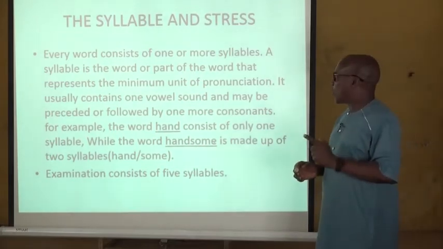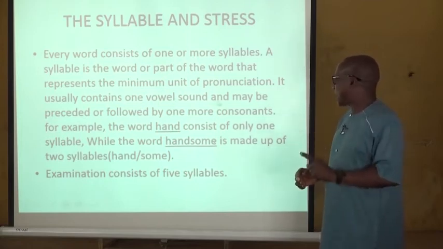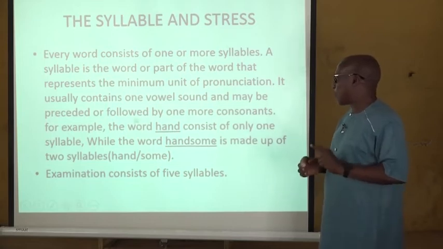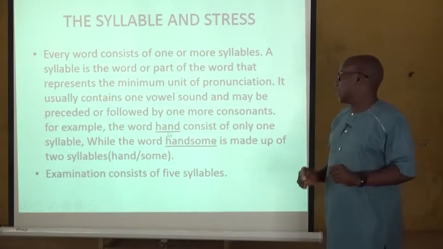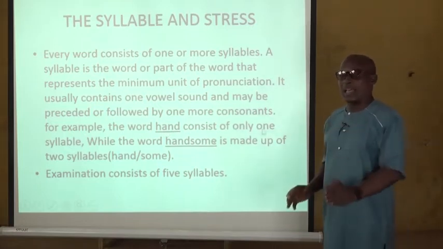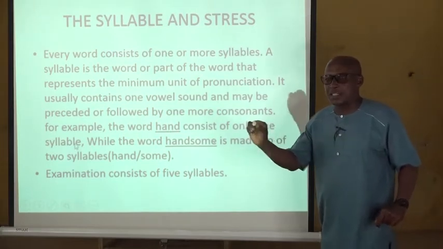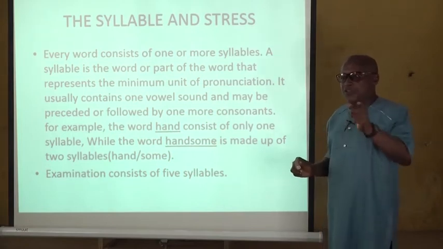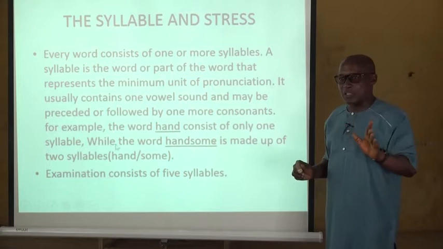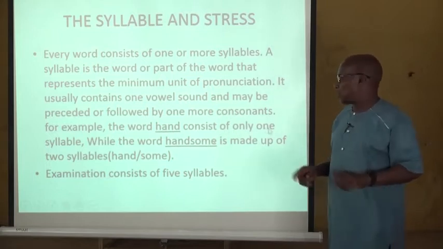A syllable is a word or part of a word that represents a minimum unit of pronunciation. It usually contains one vowel sound and many more, preceded or followed by one or more consonants. For example, the word hand consists of only one syllable, hand. So, a syllable is the pitch by which words are pronounced. Hand is one syllable. Fuel is one syllable. Sometimes we hear us say fuel as two, but fuel is one syllable.